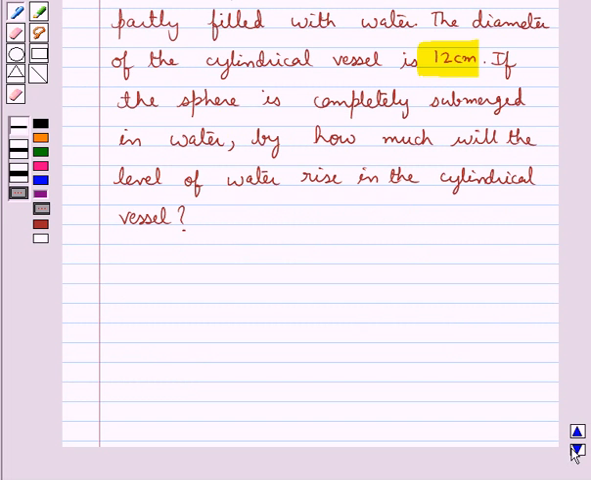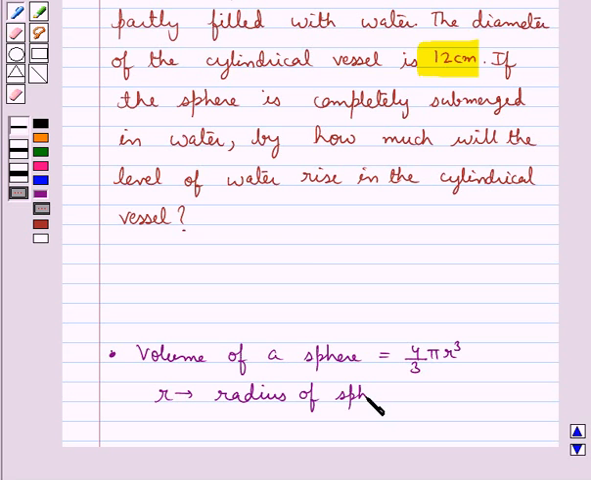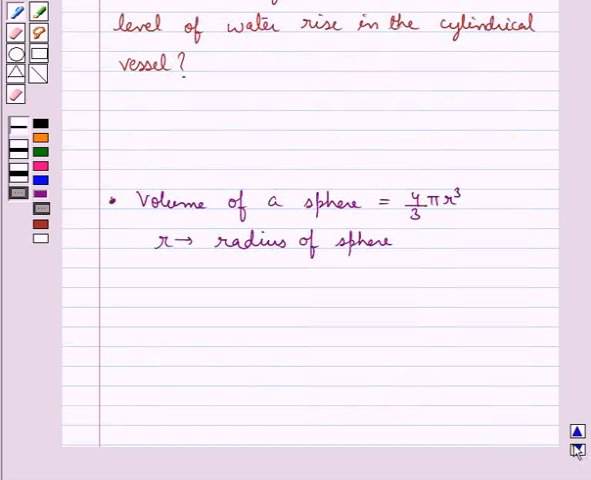For this, we should know the volume of a sphere, which is equal to 4 by 3 pi r cube, where r is the radius of the sphere.